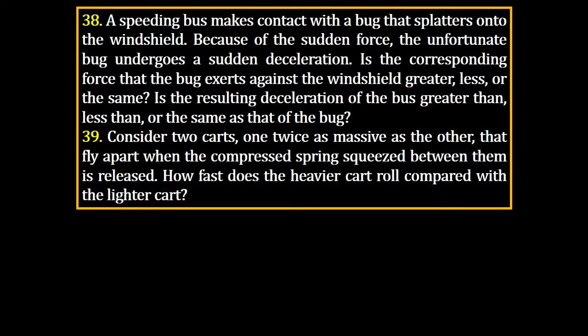Okay, it says, a speeding bus makes contact with a bug that splatters onto the windshield. Because of the sudden force, the unfortunate bug undergoes a sudden deceleration. Is the corresponding force that the bug exerts against the windshield greater, less, or the same? Is the resulting deceleration of the bus greater than, less than, or the same as that of the bug? I'm not sure I read that right. I'm reading bug and bus.